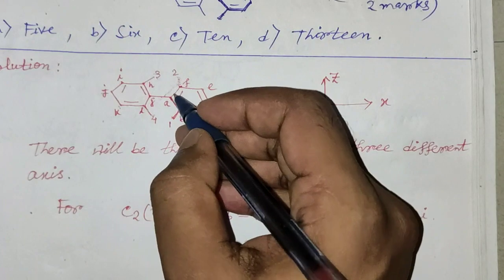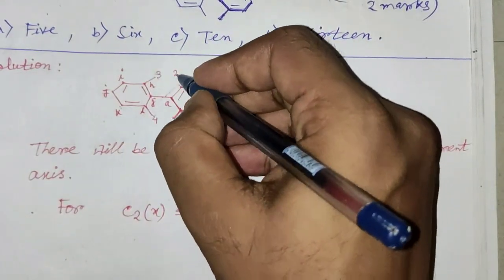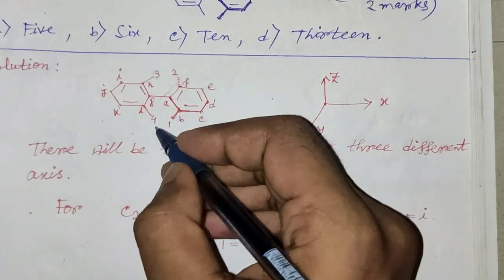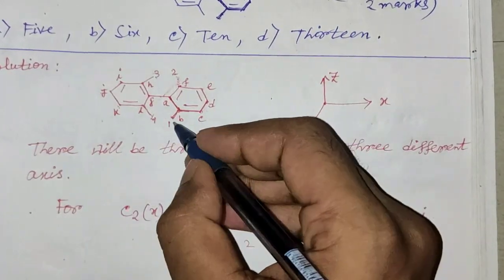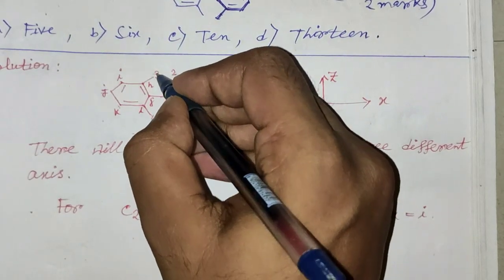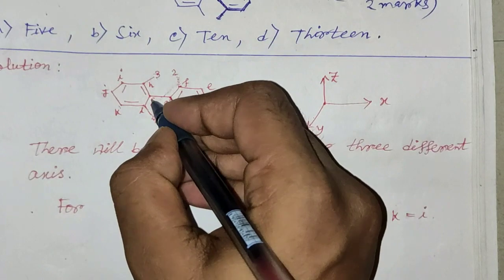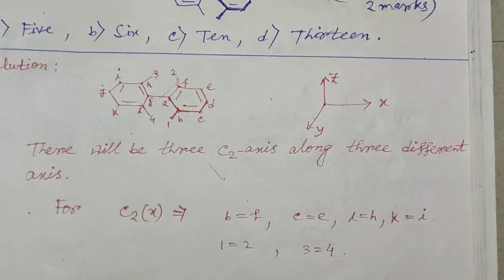On the other hand, for the methyl groups, for the rotation along the Z axis, this 2 methyl group will be equivalent to this 4, and this 1 will be equivalent to this 3, and this A will be equivalent to this G carbon.